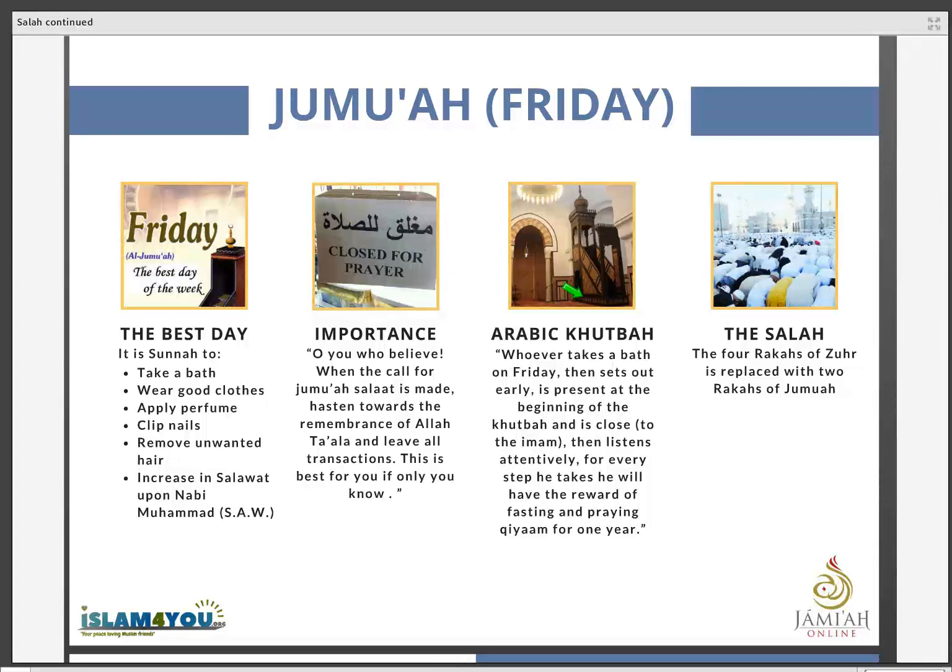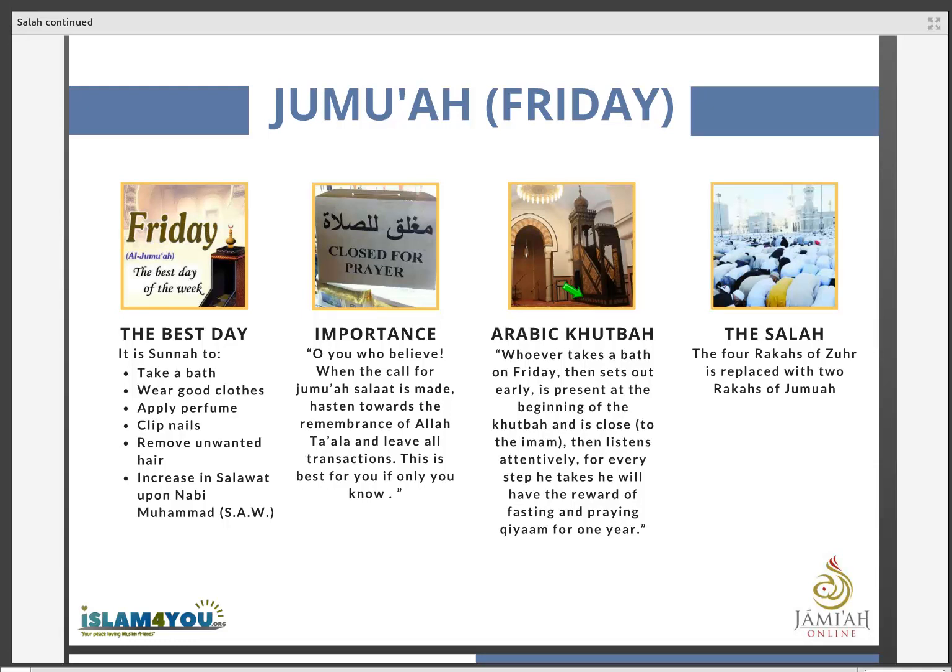But besides that, what we find is that we have the Arabic khutbah. But before that, let's follow the sequence on the slide. Firstly, the day of Friday is an important day. The Prophet Muhammad ﷺ has mentioned to us that on a Friday we should take a bath, wear good clothes, apply some nice perfume, clip our nails, and remove all unwanted hair. This is all preparing oneself for the Friday prayer. So we try to do it before the Friday prayer.